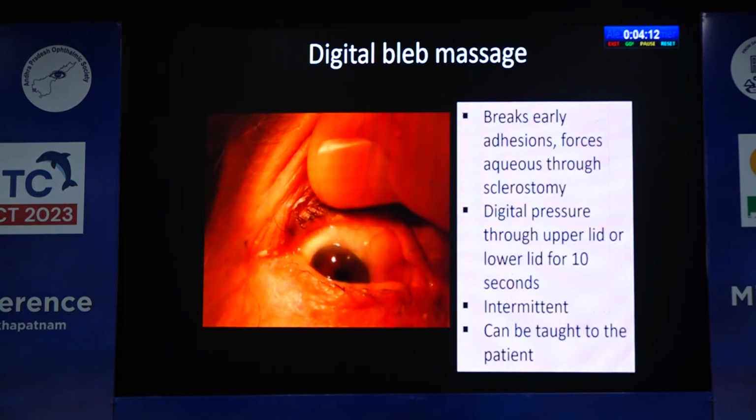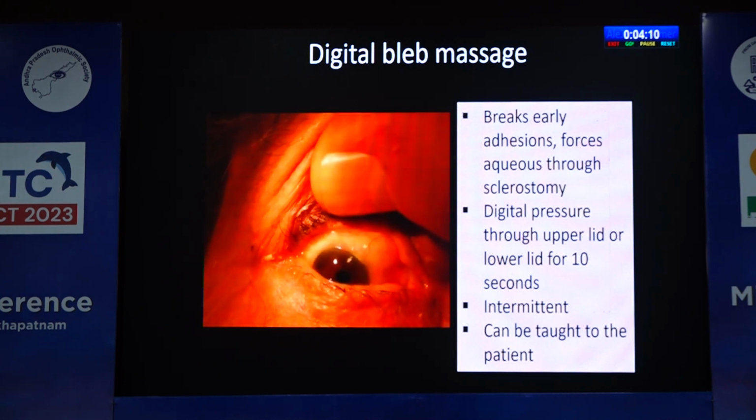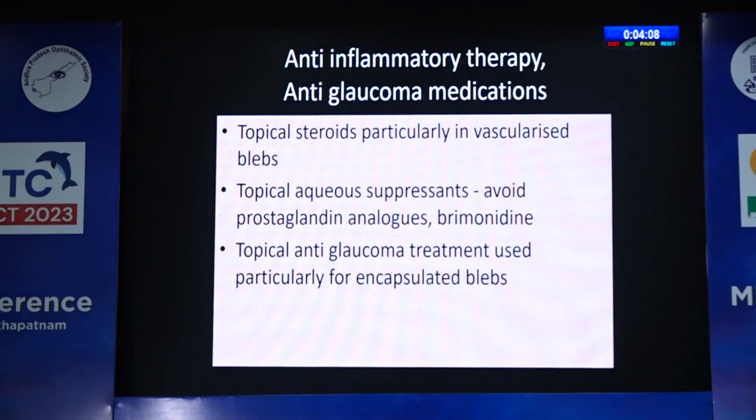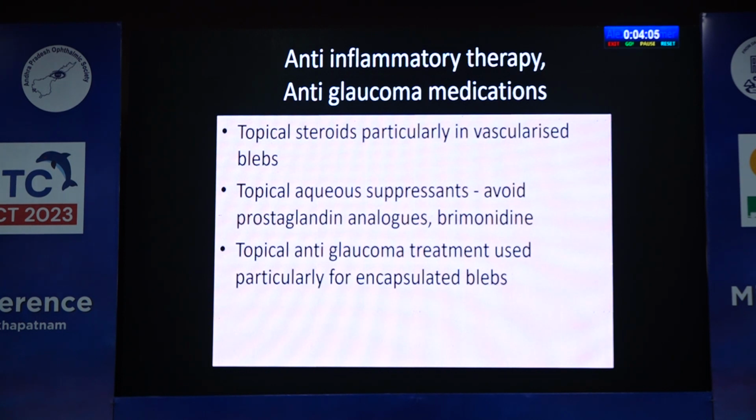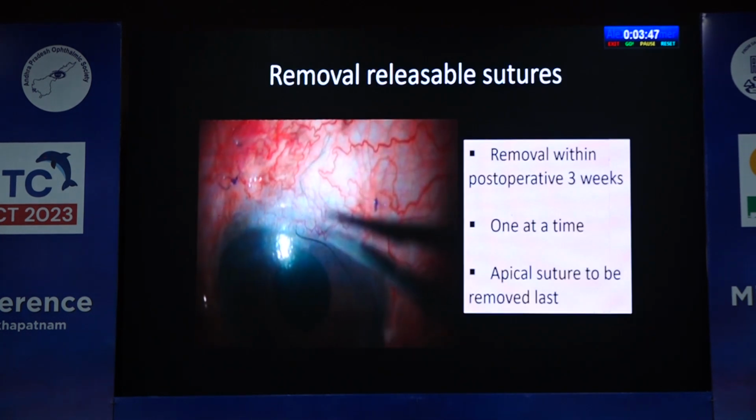If doing it at home, do it from the lower lid, because from above there will be more pressure, so the AC can collapse. Anti-inflammatory therapy, that is in the form of steroids, AGMs, whatever is suitable. Topical aqueous suppressants are preferred. Avoid drugs that might cause inflammation, like PGAs, prostaglandin analogs, and brimonidine, which causes more allergy. Topical anti-glaucoma treatment is used particularly for encapsulated blebs. That's tenonectomy, which we saw some time back.